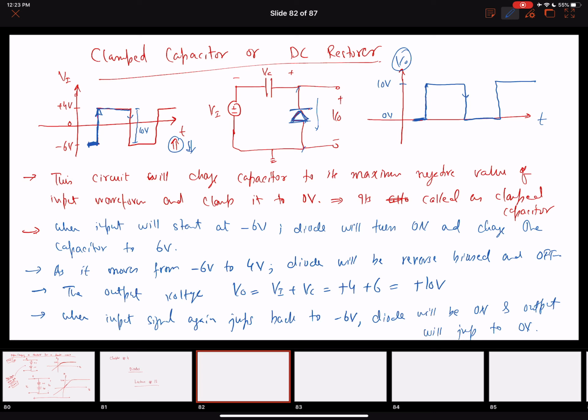So it jumped to 10 volts again. And now when the input waveform falls back again to minus 6 volts, the diode becomes forward biased and it becomes on. So the potential drop across the diode again suddenly jumps to 0 volts. Okay, so this is called a clamp capacitor or a DC restorer. And it has some useful applications. One of them is what the name suggests, DC restoration.